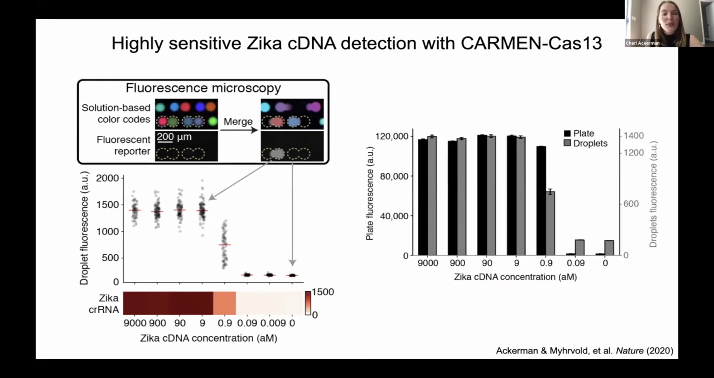And then lastly, we can ask how well the assay performs in droplets versus on a traditional 96 or 384 well plate, which is what Cameron and Fung's lab had been doing previously, and the answer is the same. So you can see in both plates and droplets, we get attomolar sensitivity, which is great.